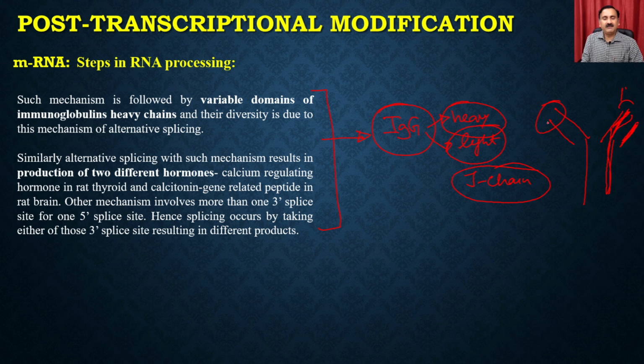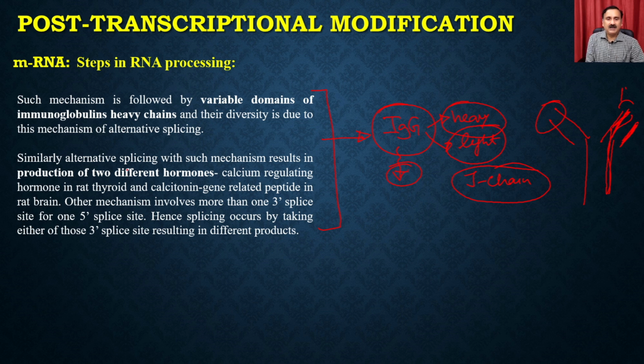So where does this variation come from? You don't have that many genes. What happens is that different combinations of the genes and different combinations of the exons, when they come together, are responsible for the formation of different types of antibody molecules, and that's how they provide the diversity within the antibody structures. So because of alternate splicing, you are able to produce different types of antibody molecules.